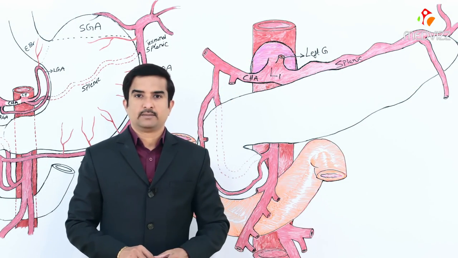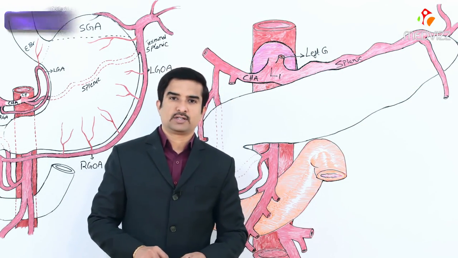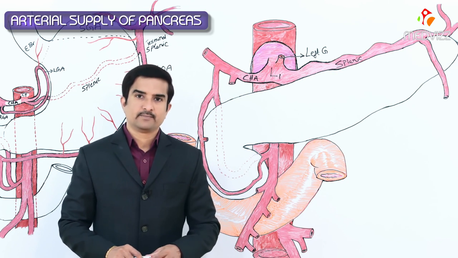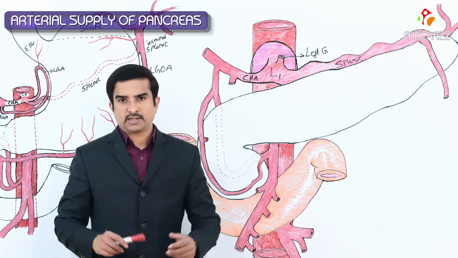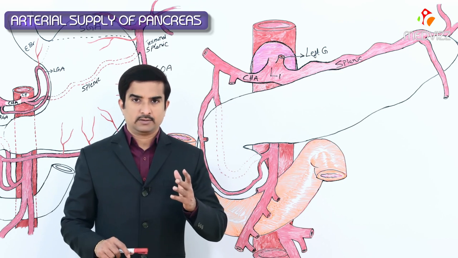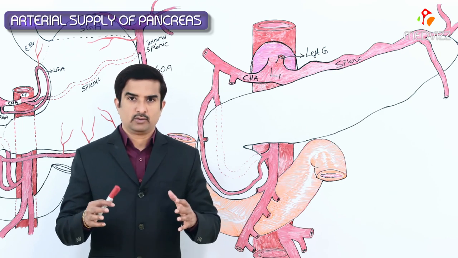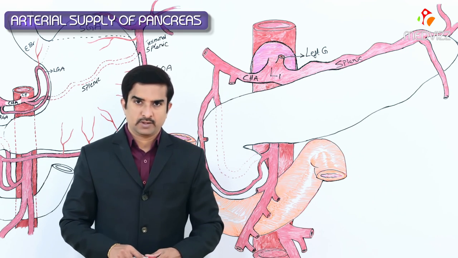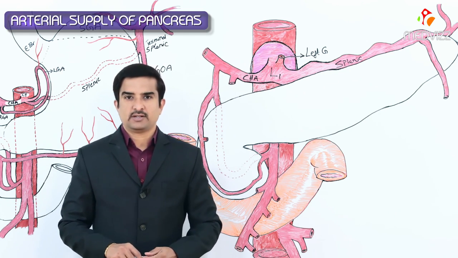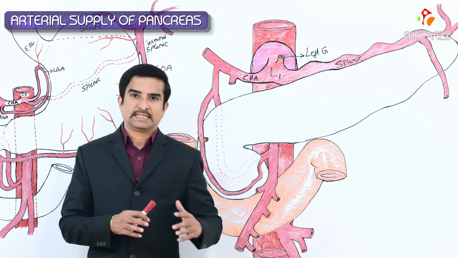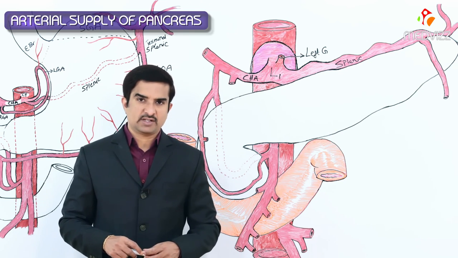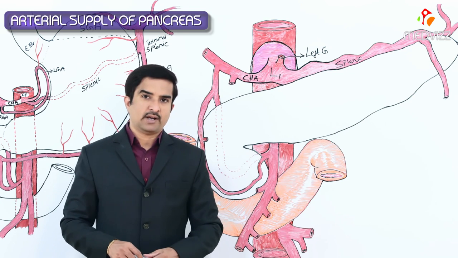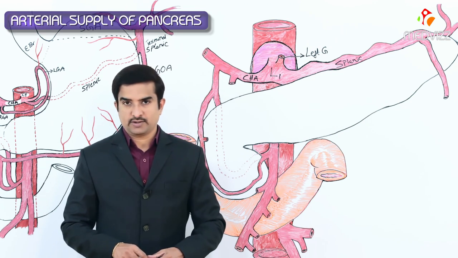In today's topic, we are going to discuss the arterial supply of the pancreas. I found this one of the most complicated topics in the overall vascular system of the abdomen, because there are too many variations and every author gives a different version when we discuss the pancreatic arteries as well as their origin.